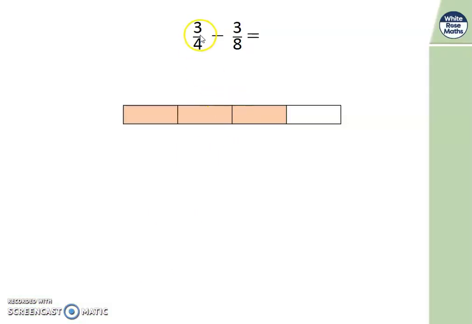Let's apply this into our learning today. Here we can see the calculation 3/4, and we can see it drawn here in our bar model, subtract 3/8. So, applying what we know, we need to change 3/4 into 8ths. What would we do to 4 to make it into 8? We'd multiply by 2. So we do the same to the numerator, 3 times 2, and that's 6/8.